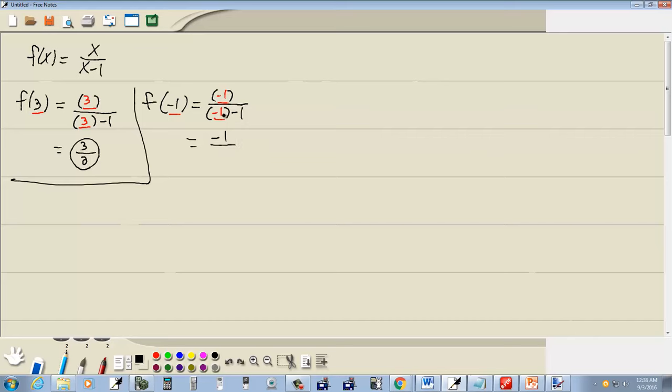So we got negative 1 over negative 1 minus 1, which is negative 2. And remember, if you have a negative divided by a negative, it gives you a positive. So this becomes a positive 1/2.